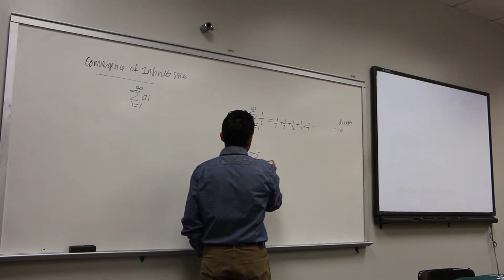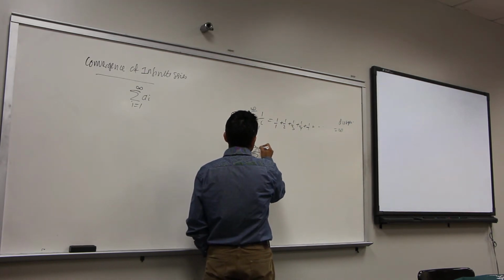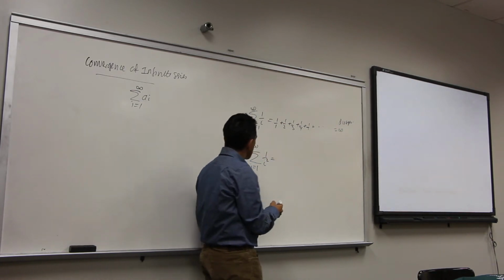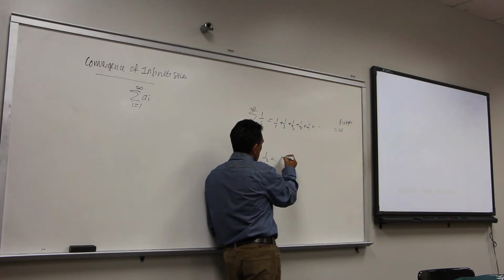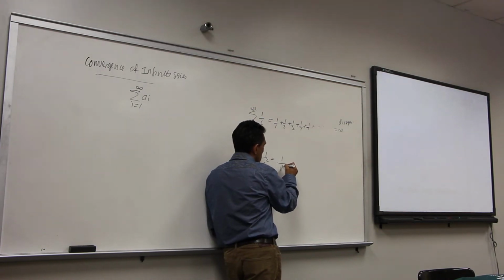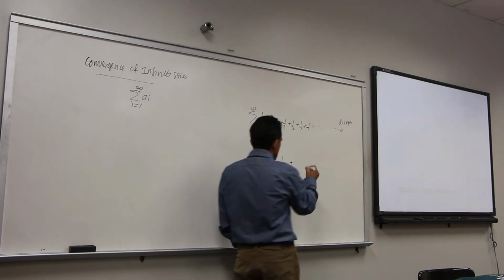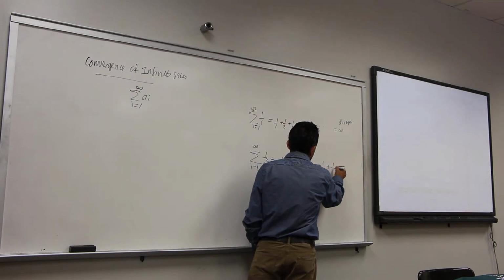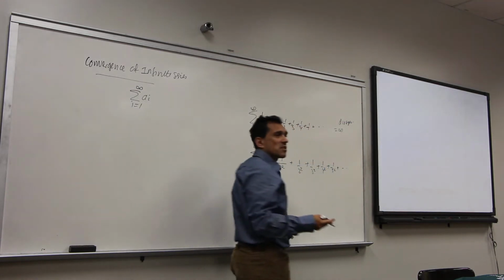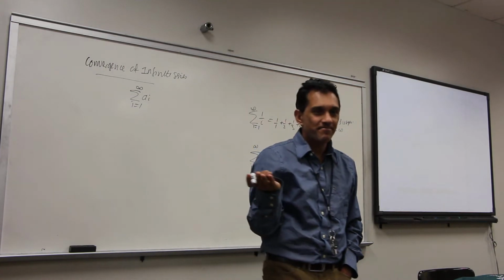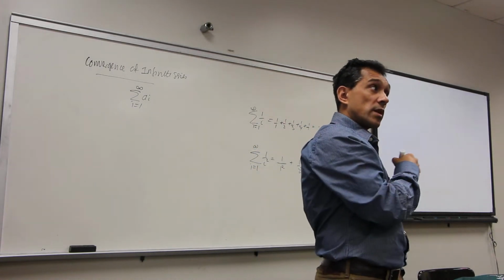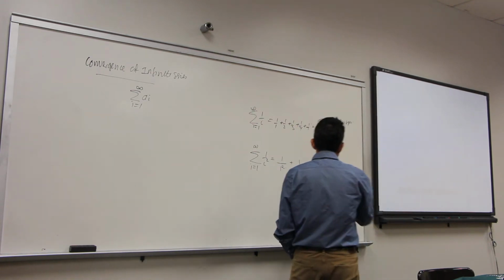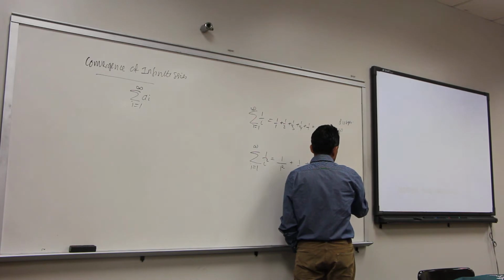And how about this one here? What series am I adding here? 1 plus 1 over 2 squared. The question is, does this series converge or diverge? It converges. And this is the one I'm going to prove to you today, that it converges. And it's not an easy proof.